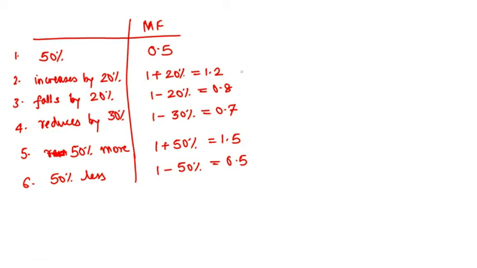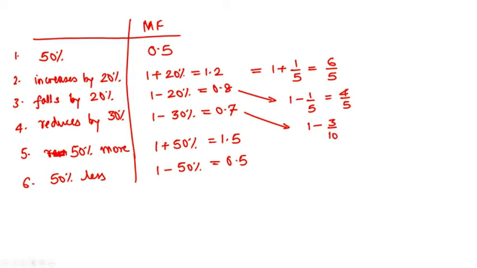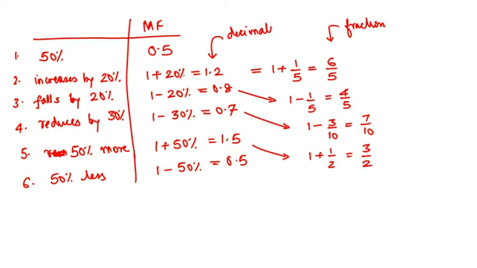Now, I could have written this also as, 20% is what? 20% is 1 by 5. So, I could have written this as 1 plus 1 by 5. This is nothing but 6 by 5. This could have been written as 1 minus 1 by 5. That is equal to 4 by 5. This is nothing but 1 minus 3 by 10 because 30% is 3 by 10. So, this is 7 by 10. This can be written as 1 plus half. Therefore, equal to 3 by 2. So, here I am using it in fractions. Here I am using it in decimals. And here of course I am using it in percentages.